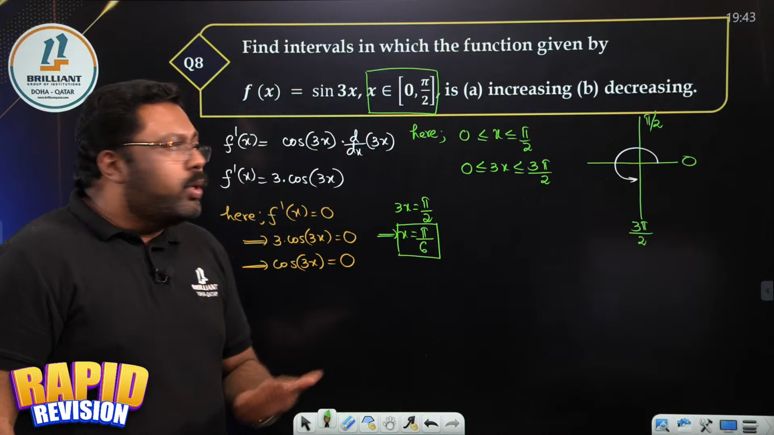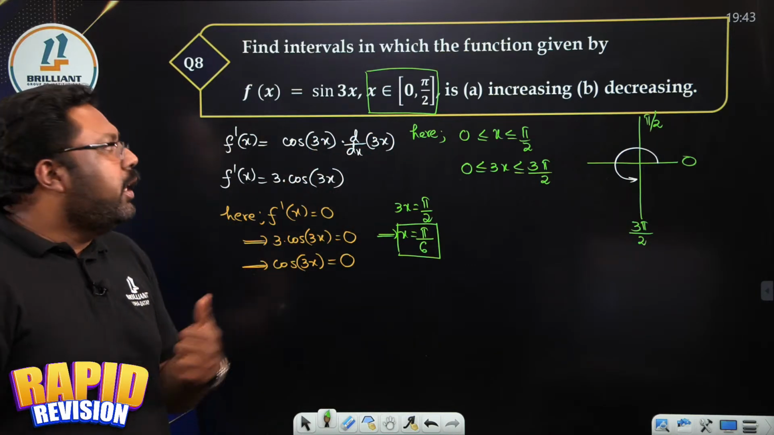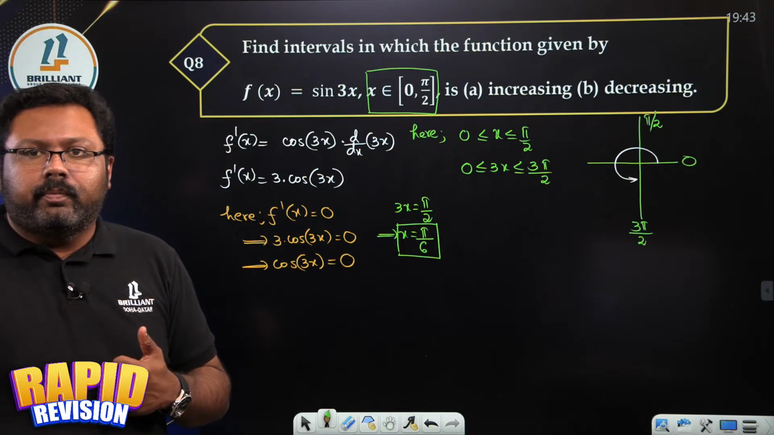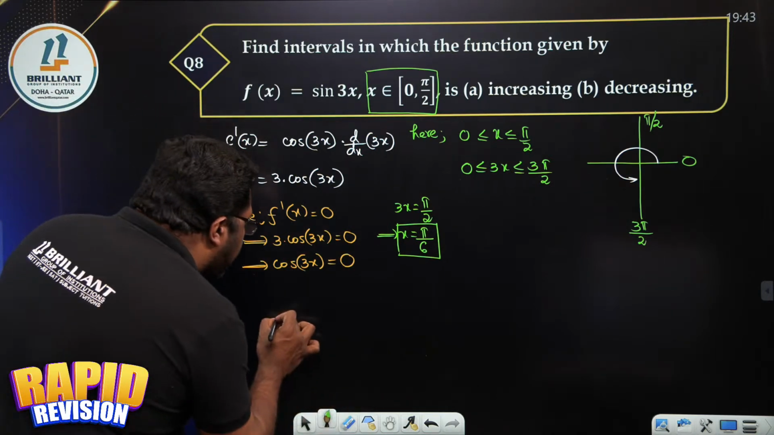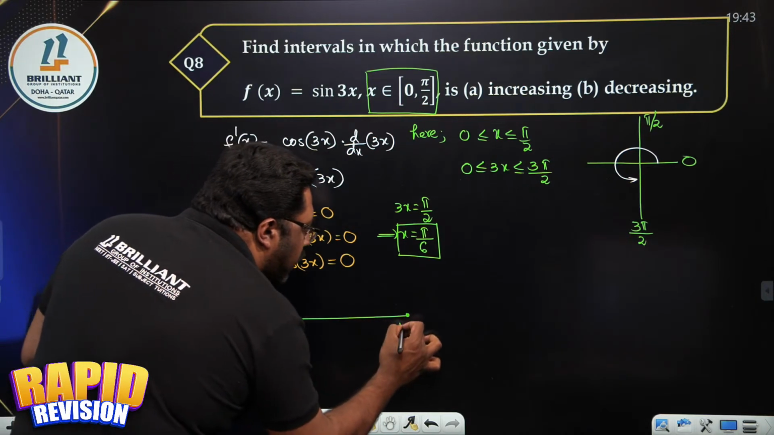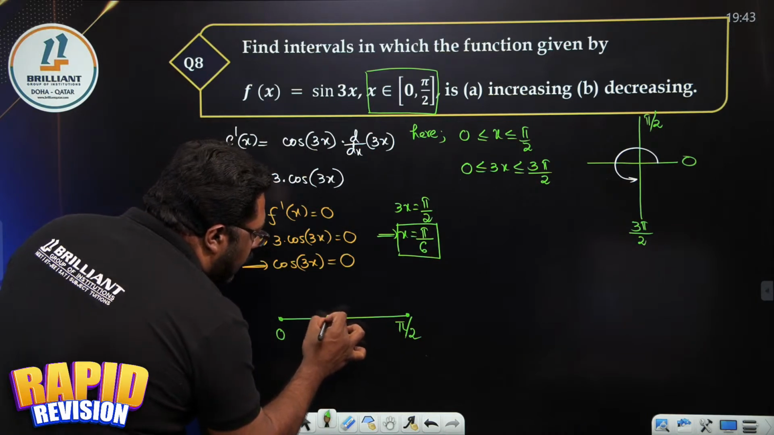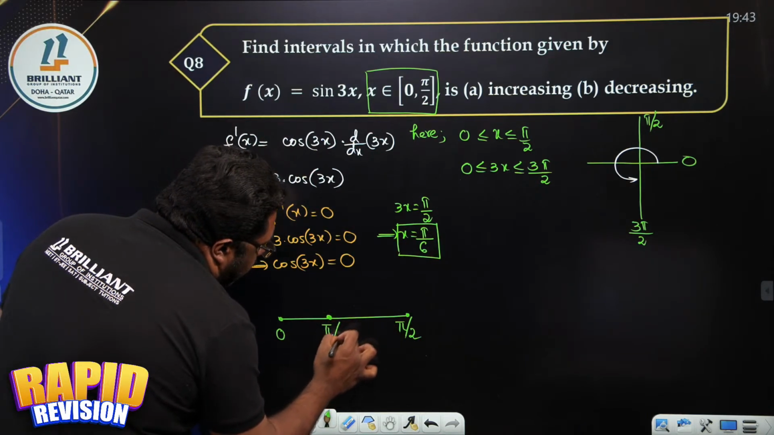The only value of x is pi by 6. So you're going to tell me the interval where it is increasing and the interval where it is decreasing. So here let's break our interval which lies between 0 and pi by 2, and pi by 6 is here.